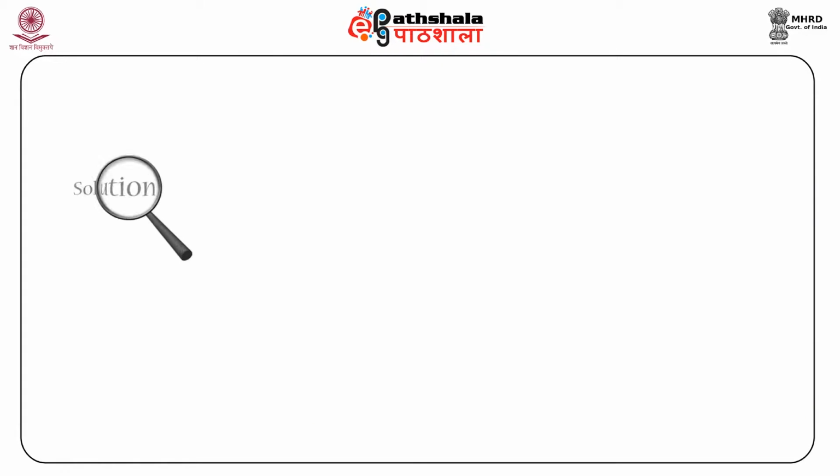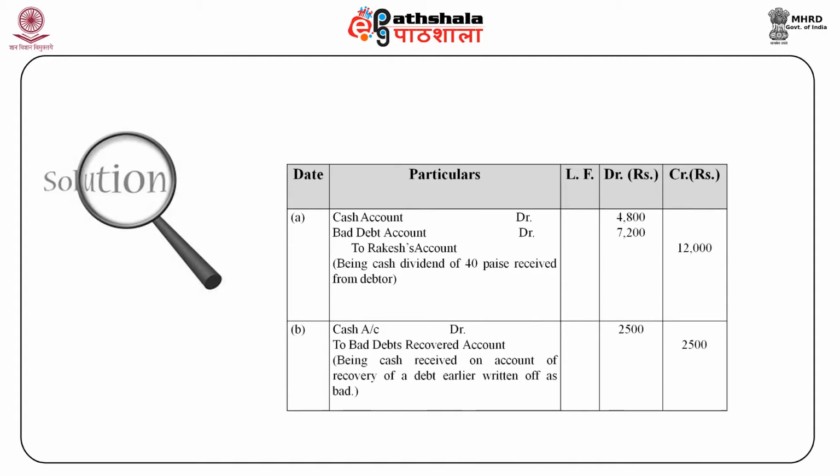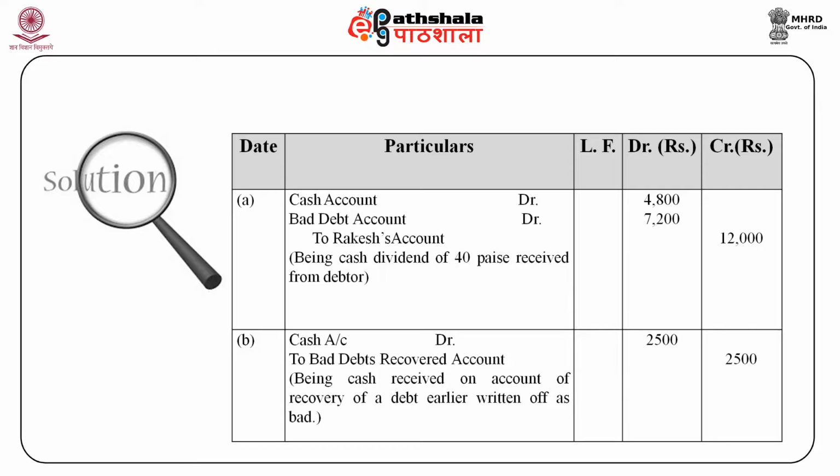Thus, in this case, in part A, Rakesh, who owed rupees 12,000, is declared as insolvent. A dividend of 40 paisa in a rupee is received in full and final settlement. The entry to this is cash account and bad debt account debited with 4,800 and 7,200 respectively, and Rakesh account credited by rupees 12,000. Because in this case 4,800 has been recovered from the debt.